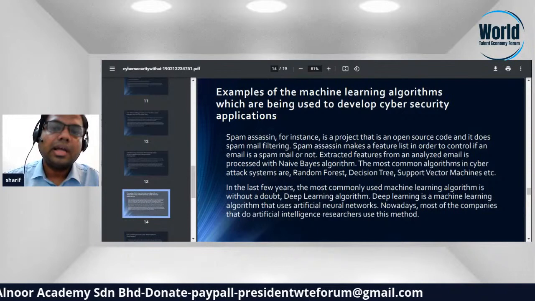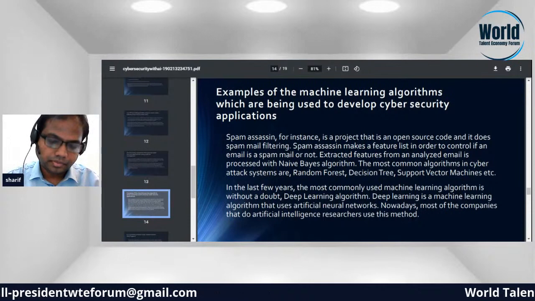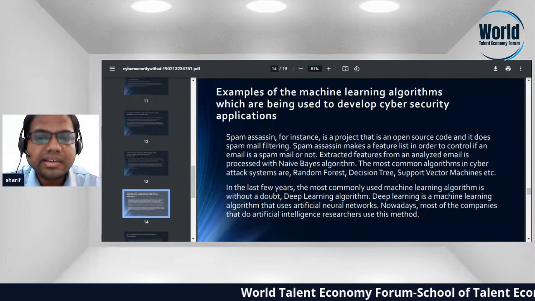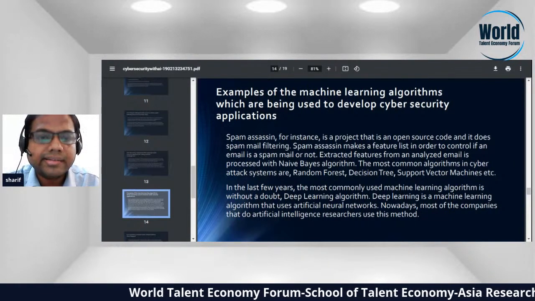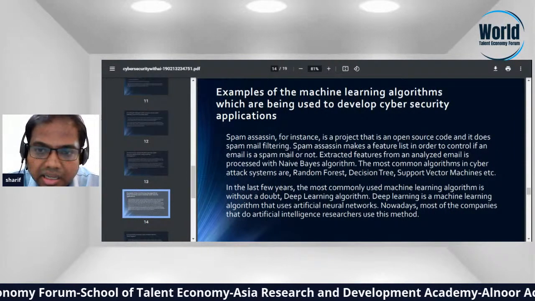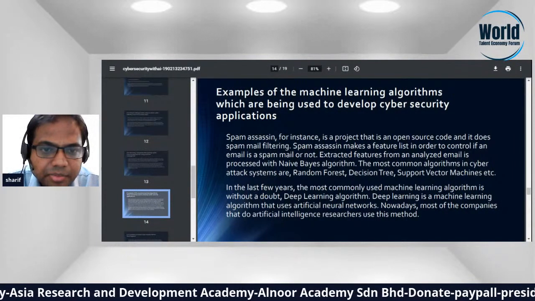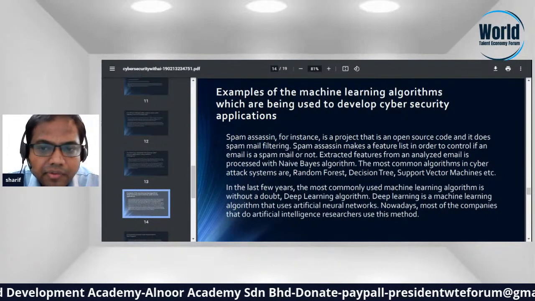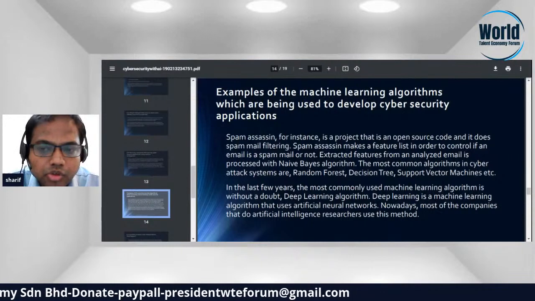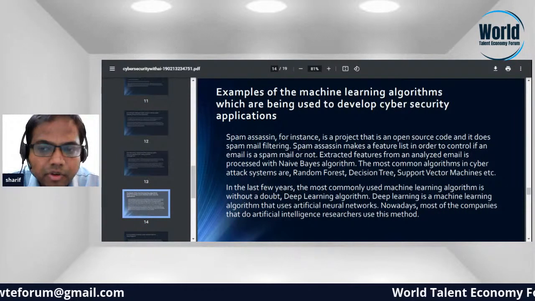Examples of machine learning algorithms which have been used to develop cybersecurity applications. SpamAssassin, for instance, is an open source project, and it has a spam mail feature. SpamAssassin extracts features from an email to control whether it is spam or not. The extracted features are processed with a Naive Bayes algorithm. The most common algorithms in cyber attack detection systems are random forest, decision tree, support vector machine, etc.